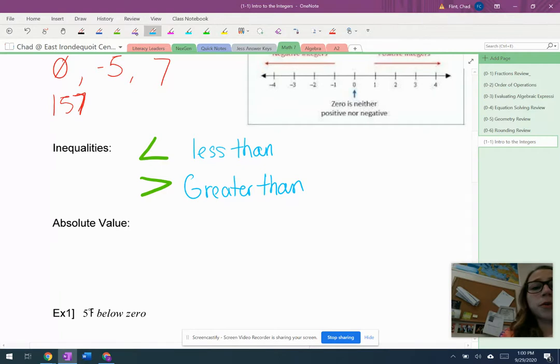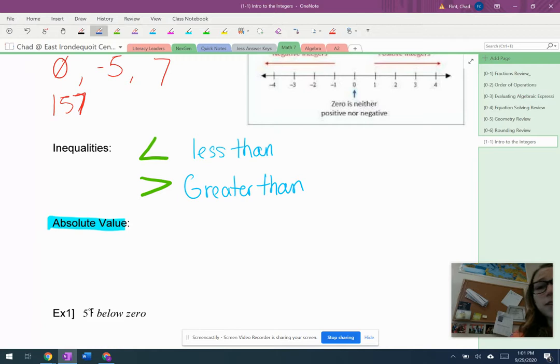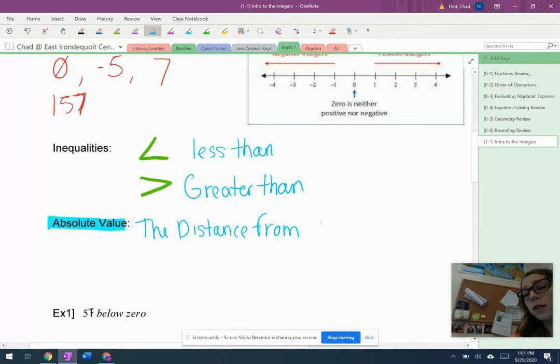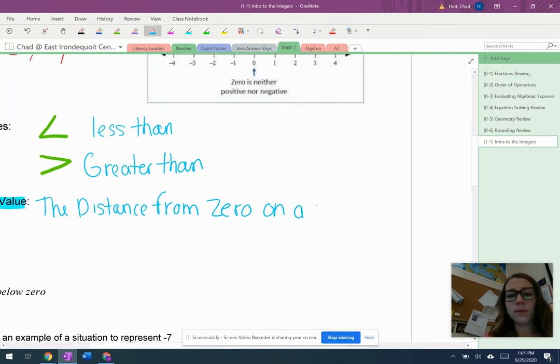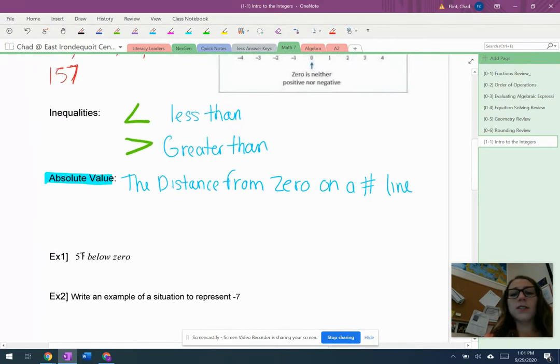Absolute value. This is an important definition here, this absolute value. Absolute value is a number's distance from 0 on a number line. The distance from 0 on a number line.